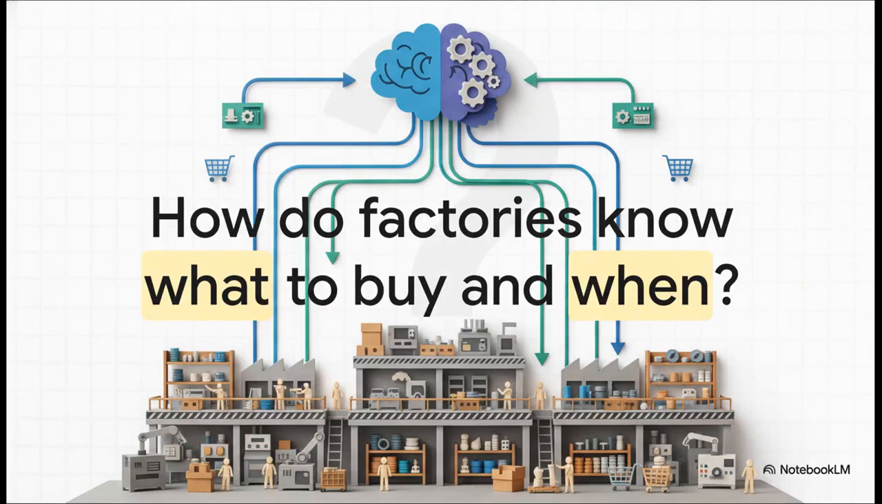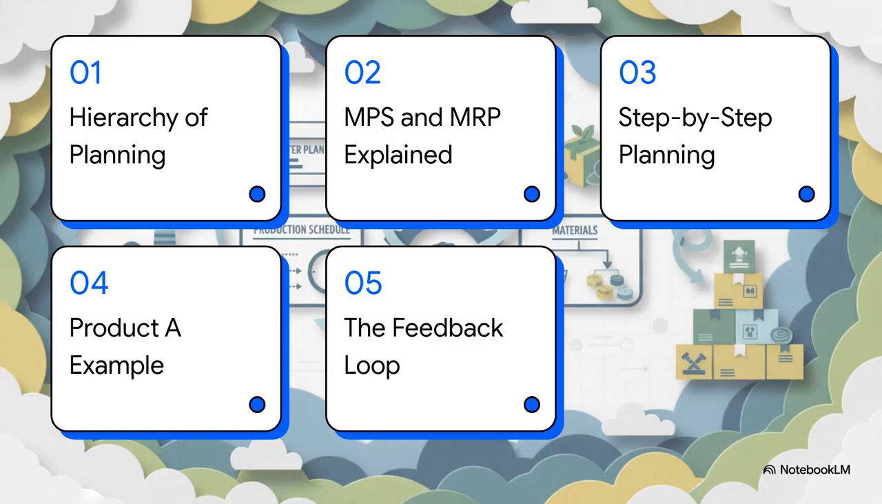I want you to picture a massive factory floor for a second. Imagine the absolute chaos if hundreds of workers and machines were just guessing at what to build each day, or just crossing their fingers, hoping the exact right parts were sitting on the shelves. It'd be a total disaster, right? So how does a highly efficient factory know exactly what to buy and exactly when to buy it? Well, the secret lies in a foolproof, highly structured, top-down scheduling system that essentially acts as the brain of the entire operation.